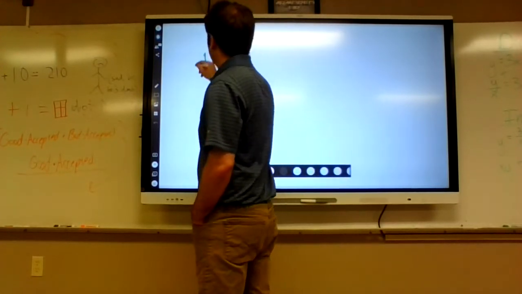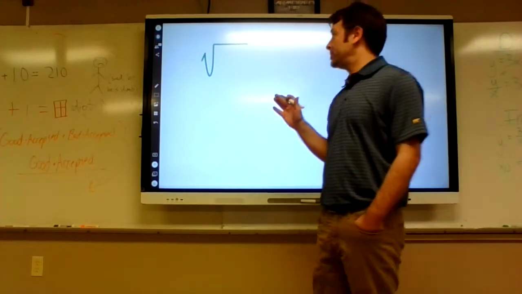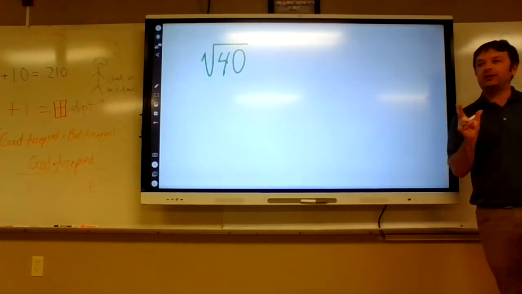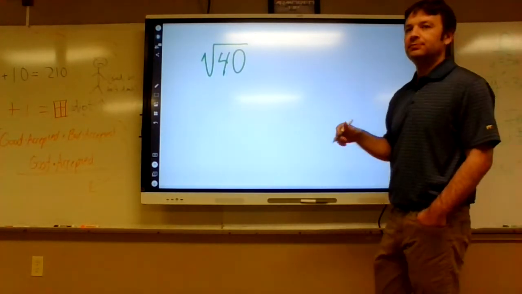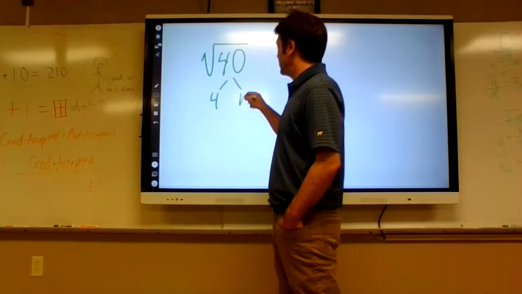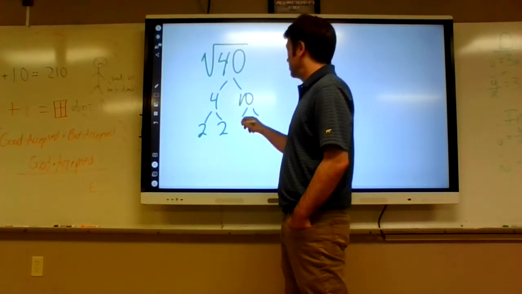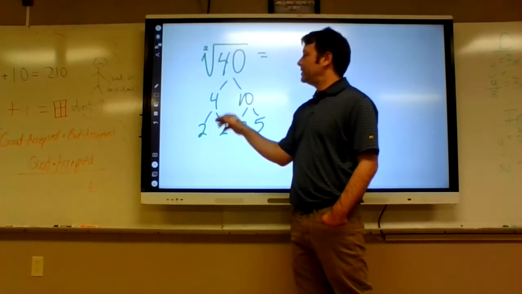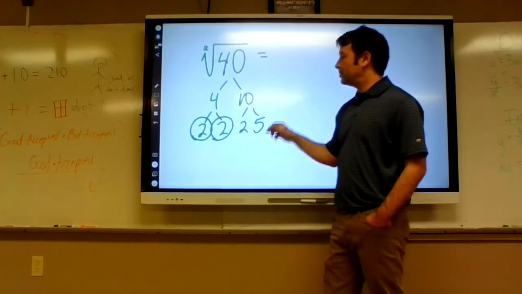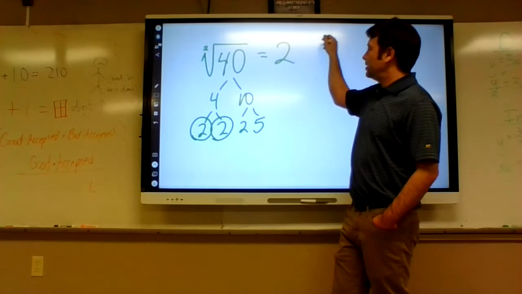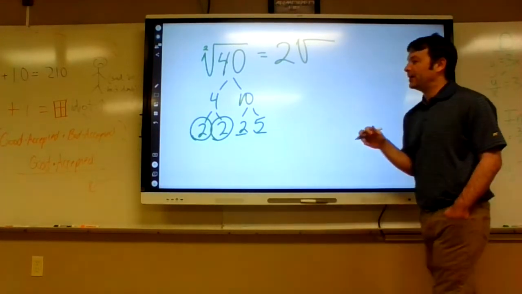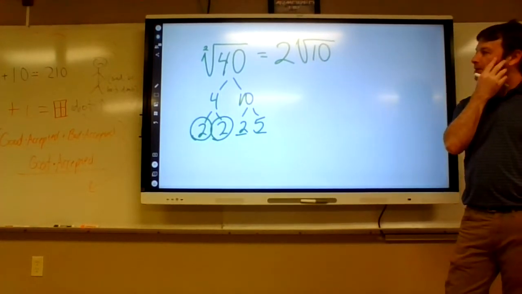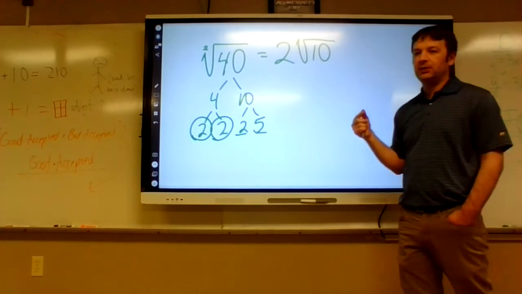Let me see if you guys remember what we did on Friday. You remember how, without a calculator, to simplify square root of 40? Like 4 times 10, and then 2 and 2, 2 and 5. If it's a square root, we need doubles to come out. So if you have a double 2, a 2 comes out, and 2 and 5 is left behind, which is 10. It's 2 times square root of 10.